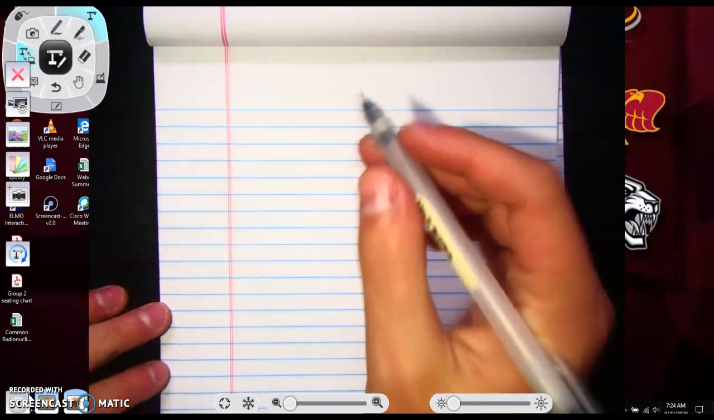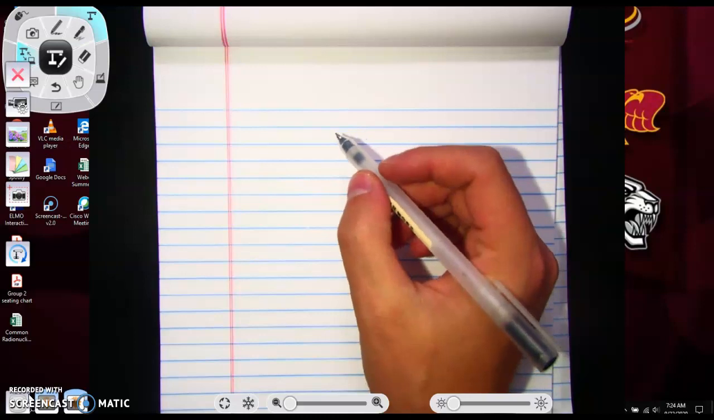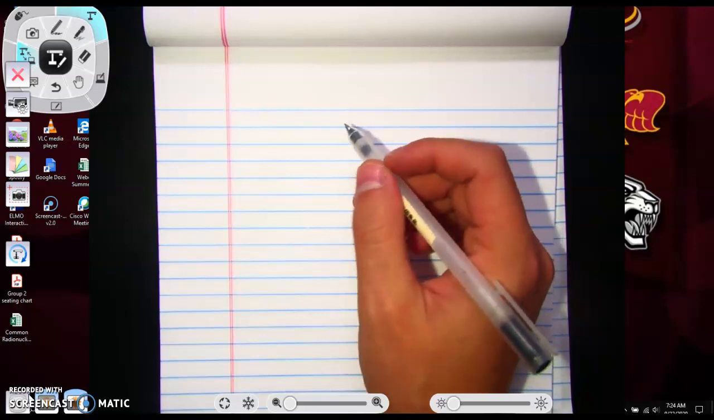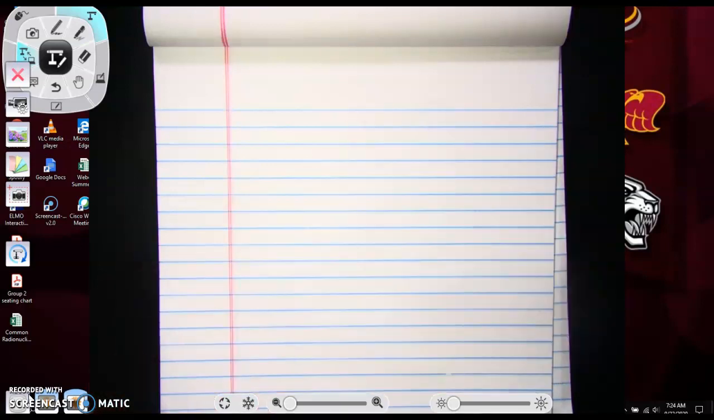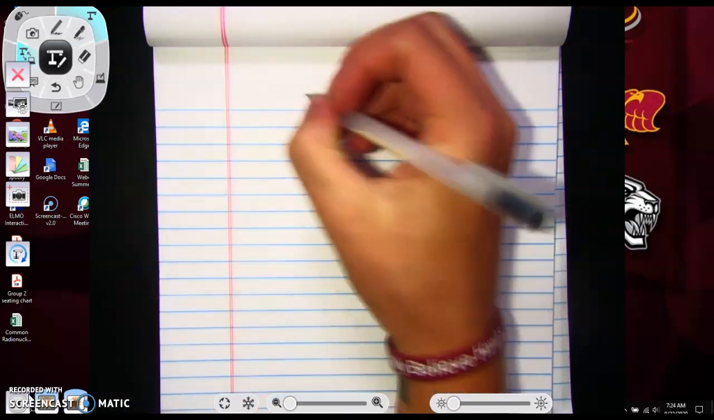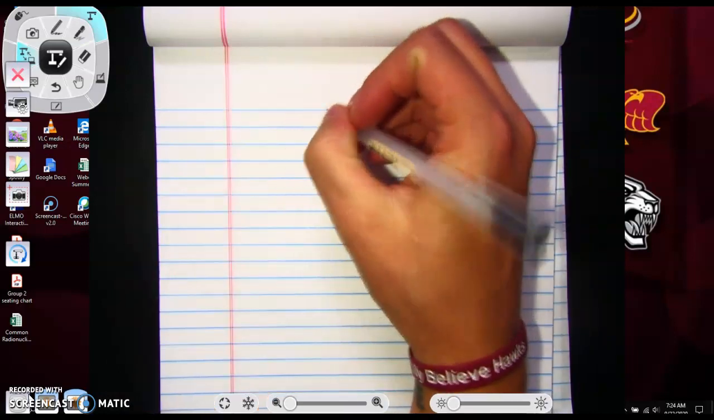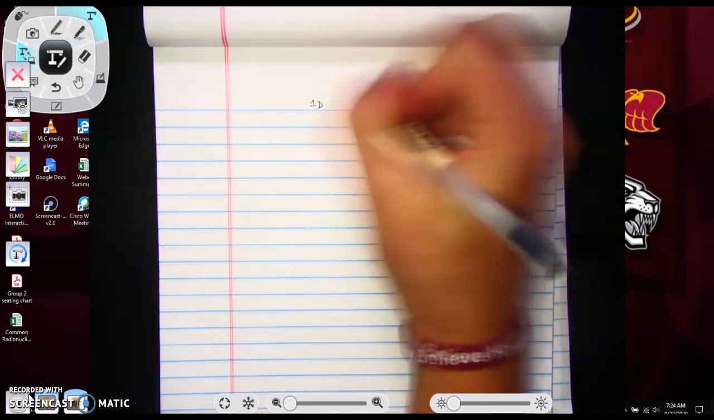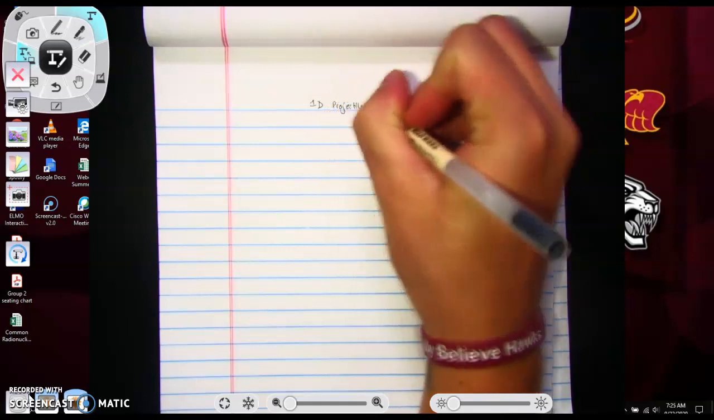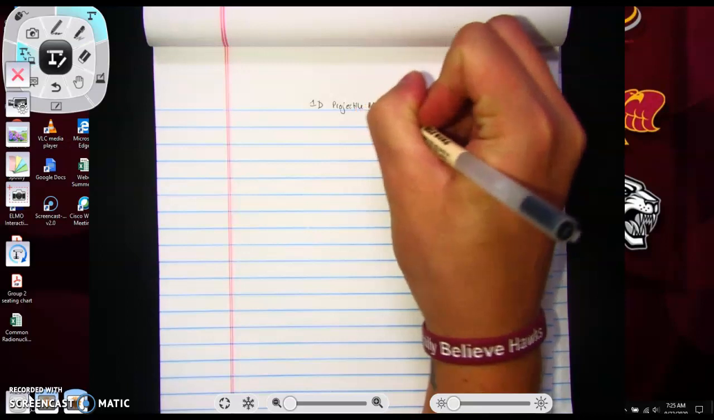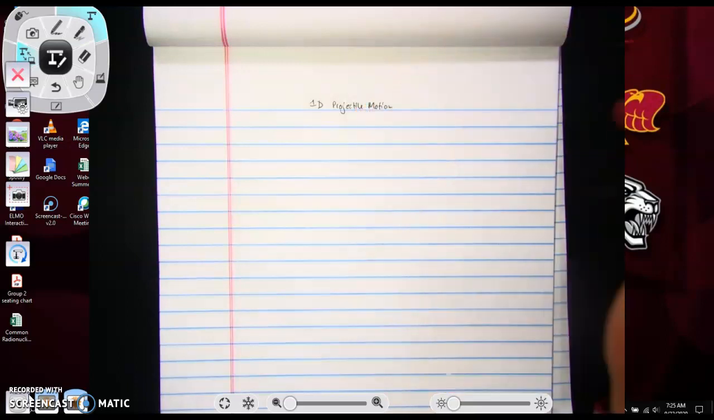Okay, today we are going to continue on with the advanced kinematic approach. We're just going to look at it solely now in the y-axis. Today we'll call it 1D, one dimension projectile motion, 1D projectile motion.